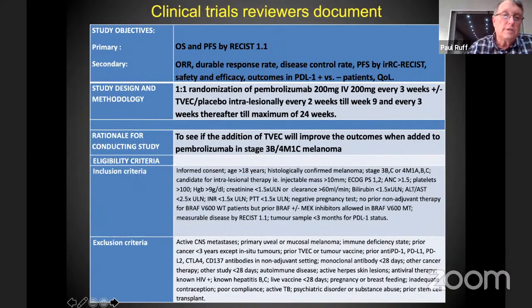Now, is it relevant to this country? Because some studies are not. We want to know that they're relevant to South Africa. Inclusion and exclusion criteria. Next, please.